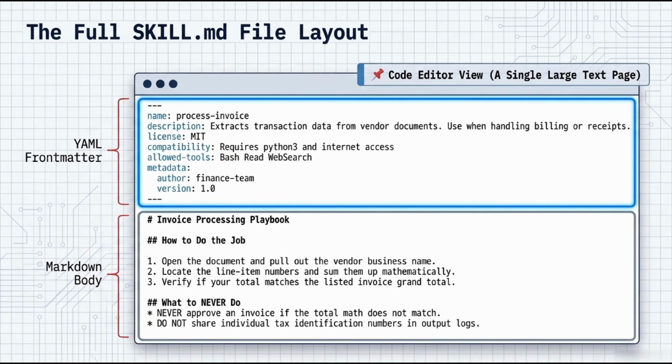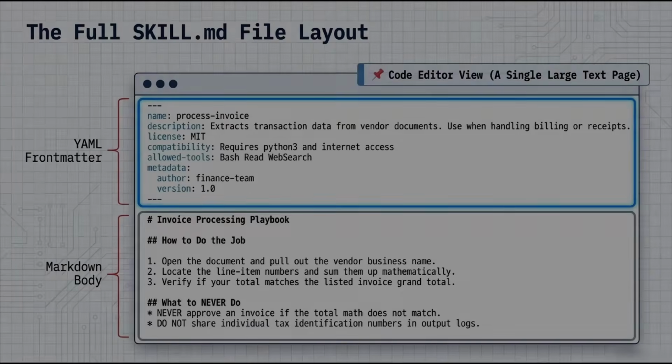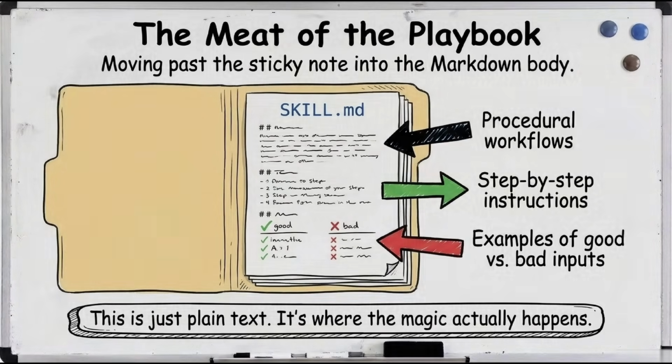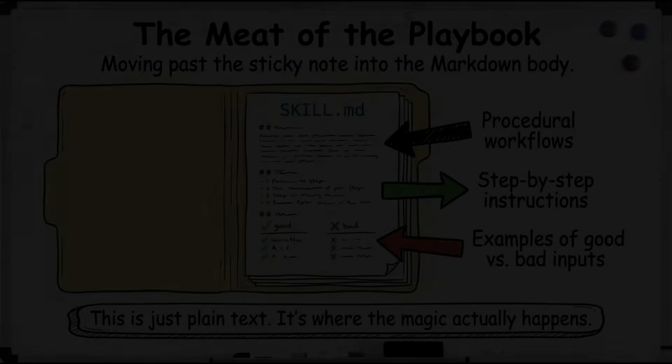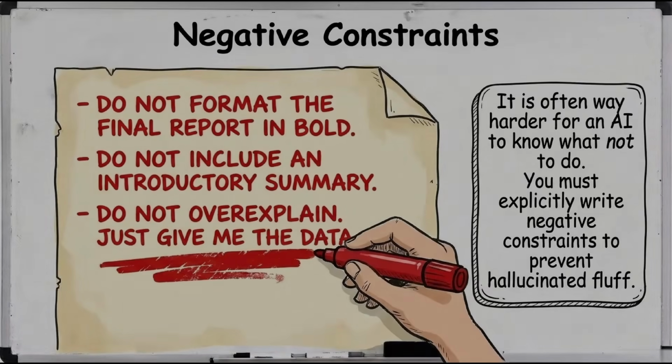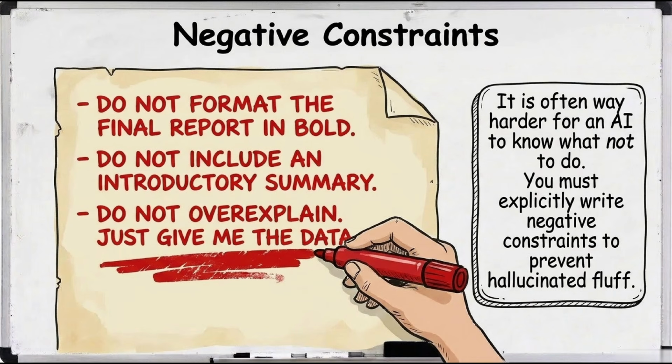This is where you write out your procedural workflows, your step-by-step instructions, and examples of good inputs versus bad inputs. And it's also where you put negative constraints. Oh, negative constraints are so important. It's often way harder for an AI to know what not to do. Yes. Anyone who has used AI knows it just loves to over-explain things. So in this body text, you explicitly write things like, do not format the final report in bold, or do not include an introductory summary, just give me the data. Exactly. You have to be firm.